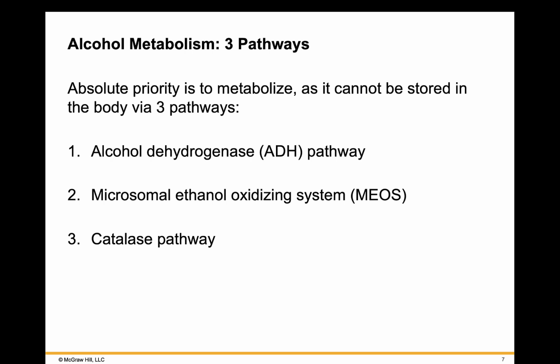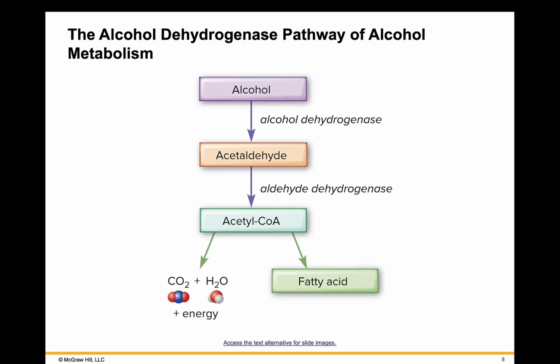The absolute priority is to metabolize, as alcohol cannot be stored in the body, and there are 3 major pathways in which alcohol is metabolized. One is alcohol dehydrogenase, or the ADH pathway, the microsomal ethanol oxidizing system, known as MEOS, or the catalase pathway. Here we're looking at the alcohol dehydrogenase pathway. Alcohol will be converted into acetaldehyde, and acetaldehyde is going to be broken down by aldehyde dehydrogenase into acetyl-CoA. This will result in CO2 and energy, or a fatty acid.